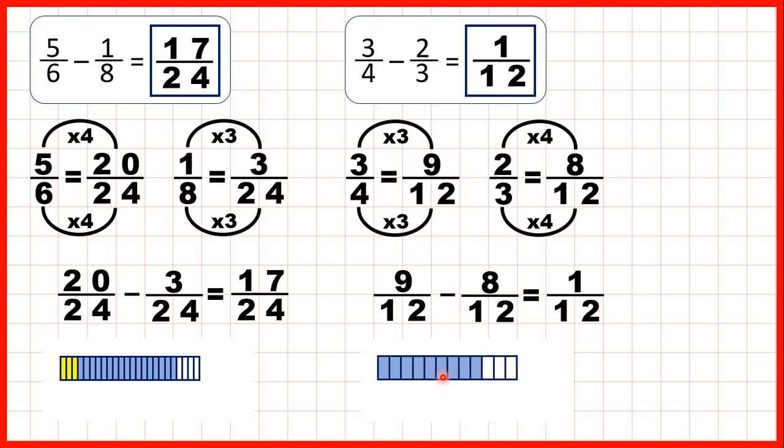Then, for this question, we started with 3/4, but we saw that 3/4 is the same as 9/12. We wanted to subtract 2/3, but 2/3 is the same as 8/12. So if we colour 8 of these 12ths in yellow and change the fraction bar to show thirds, we can see that 2/3 is the same as 8/12. But that leaves us with just the 1/12 left in blue as our answer.